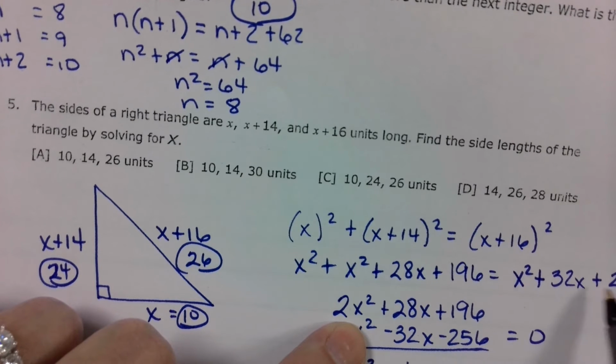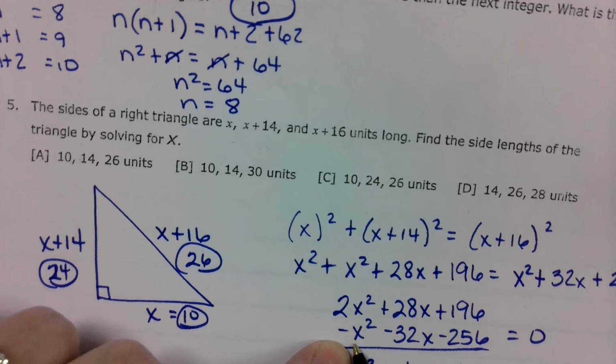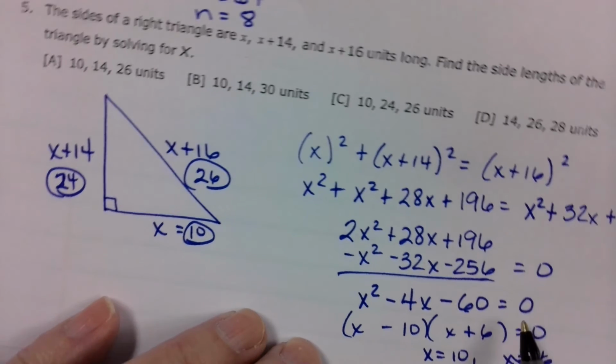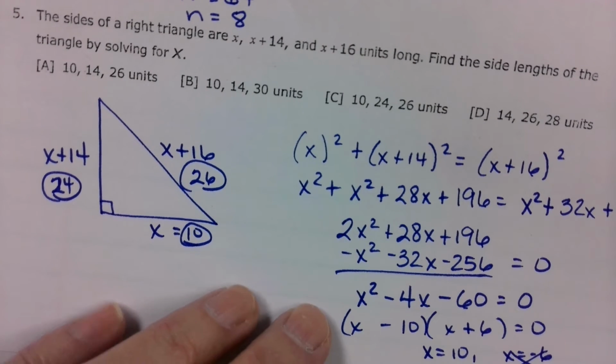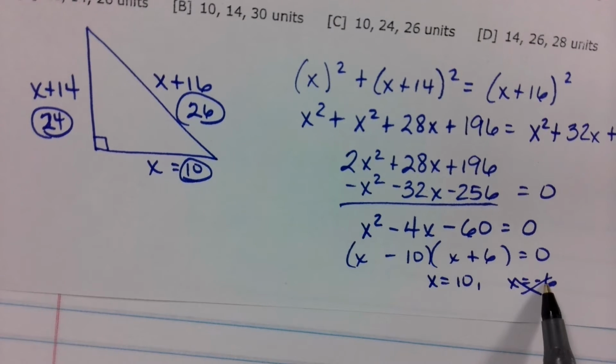These all are going to come to the left-hand side, and then I'll have 0 over here. When I bring them over, they're all going to become negative. So I just put them underneath their like terms. And then I could just solve that easily for x squared minus 4x minus 60. Then you just do your trinomial factoring. You get these two answers.